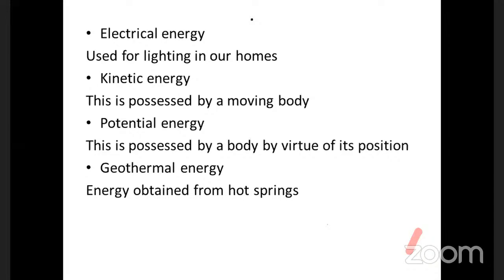I'm trying to explain the term hot springs. This is produced by the emergence of geothermal heated groundwater. It is actually the emergence of hot groundwater, and from this we get what we call geothermal energy. So the energy is obtained from there. It serves us a lot of purposes.